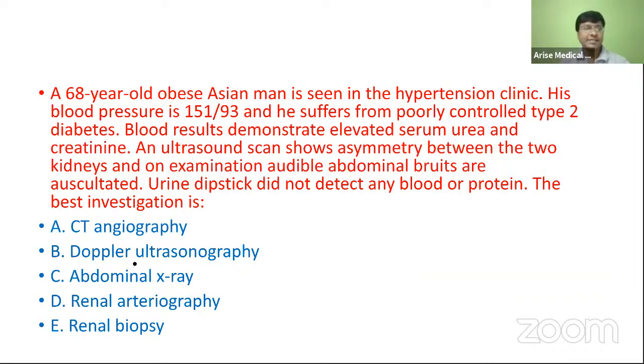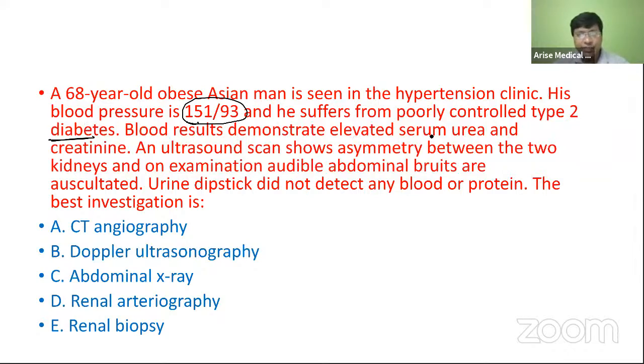Right, so this is a question with a clinical base. This is a question related to your nephrology. We have a 68-year-old obese Asian man seen in the hypertension clinic. If you take his blood pressure, it is slightly raised, that is 151/93. And he suffers from poorly controlled type 2 diabetes mellitus. So he is hypertensive and he is also diabetic.